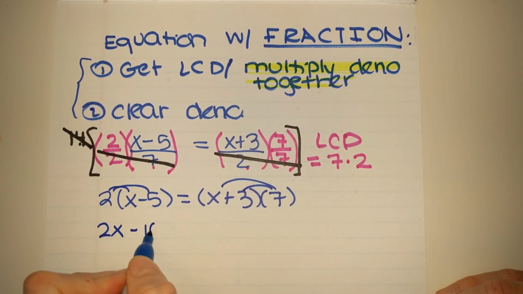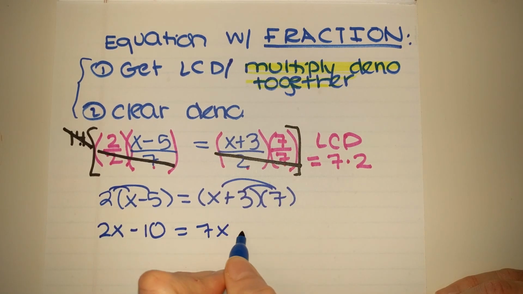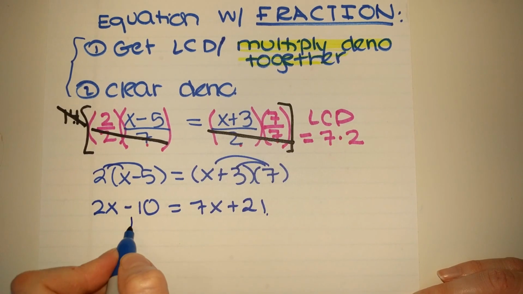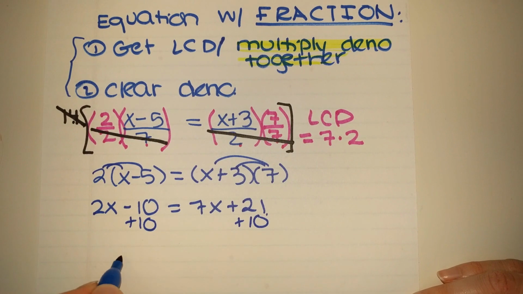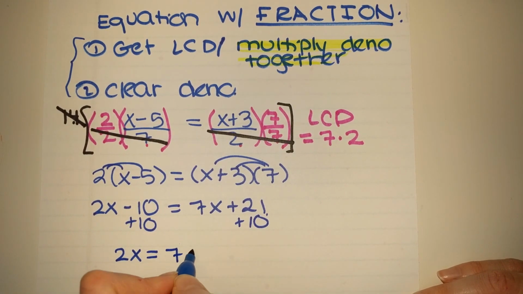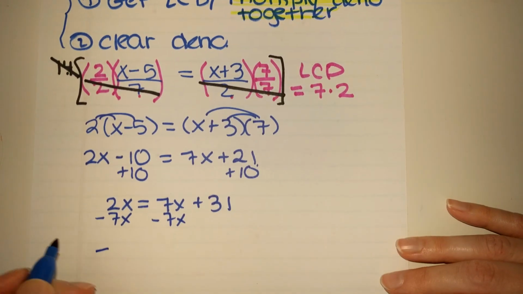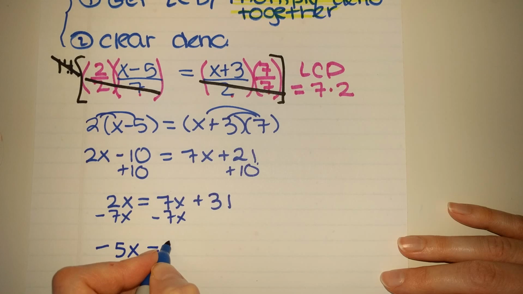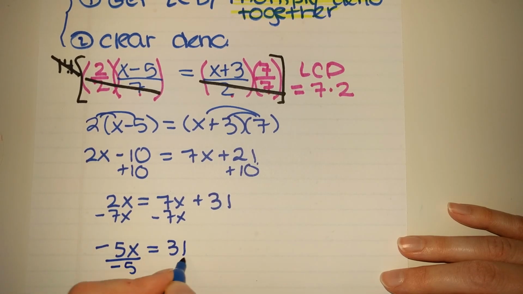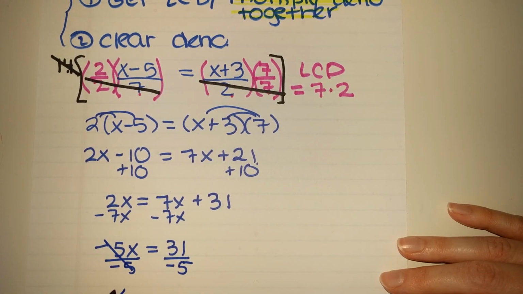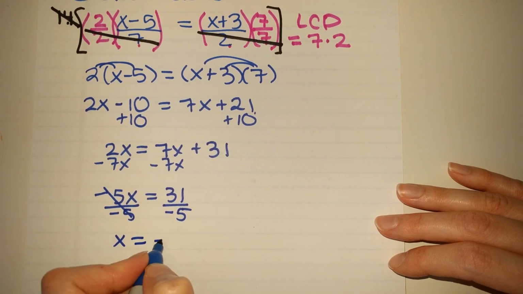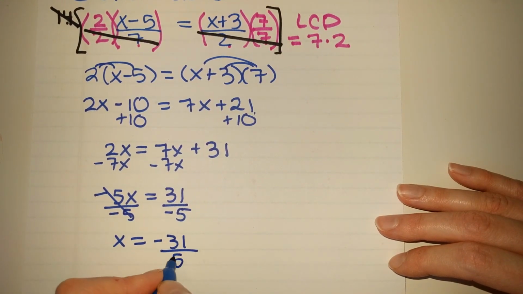So we have 2x minus 10 is equal to 7x plus 21, and then add our 10, get 2x is equal to 7x plus 31, and then subtract the 7x, subtract the 7x, and we get negative 5x equals 31, divide by negative 5, divide by negative 5. And we are home free. We get x is equal to negative 31 over 5.